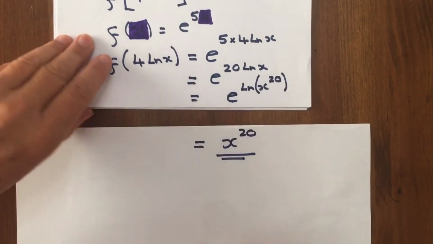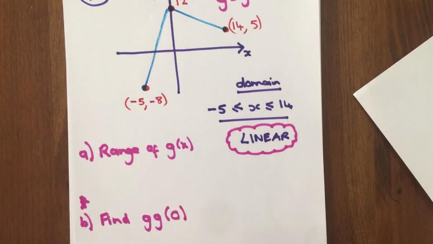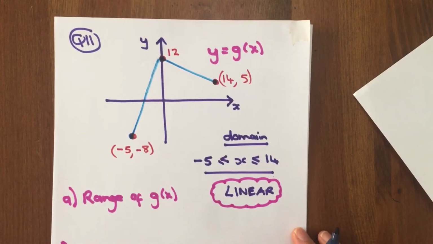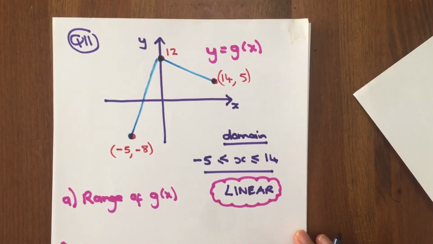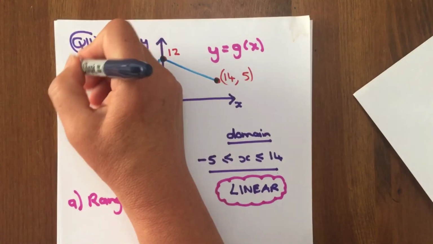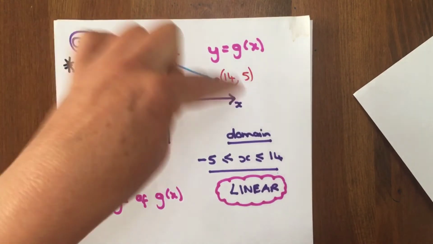Okay, next question is question 11. Really good question. I've seen this one come up lots of times in the exam. So really important, this question here. Very, very important. Right. First of all, you've got the sketch of g of x.